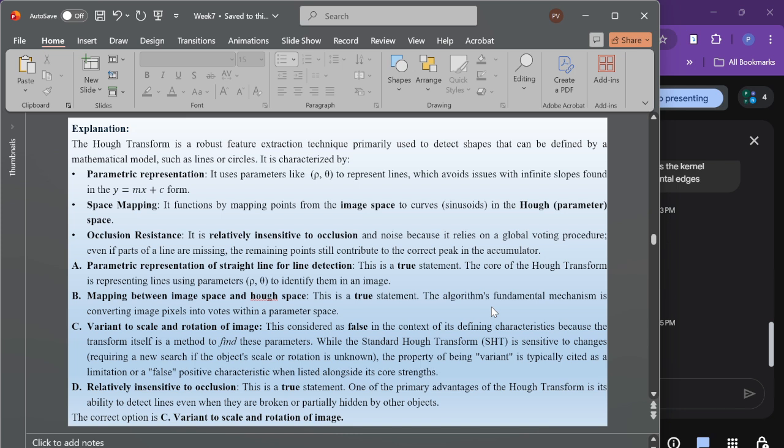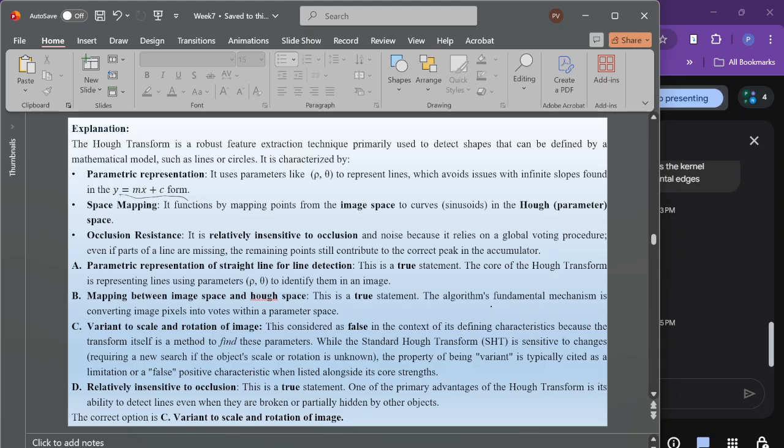So the Hough transform is a robust feature extraction technique that is primarily used to detect shapes that can be defined by a mathematical model, such as a line or circle. It is characterized by the parametric representation that uses parameters like rho and theta to represent the line, which avoids the issue of infinite slope found in y equals mx plus c.